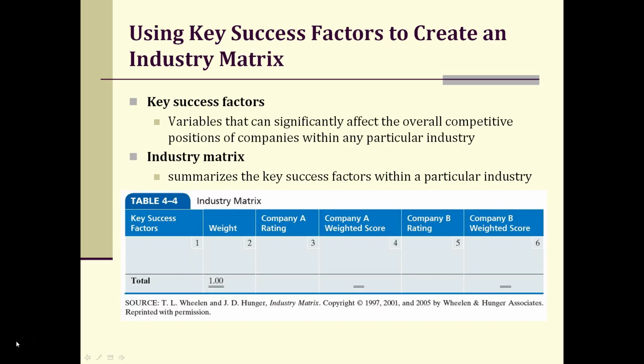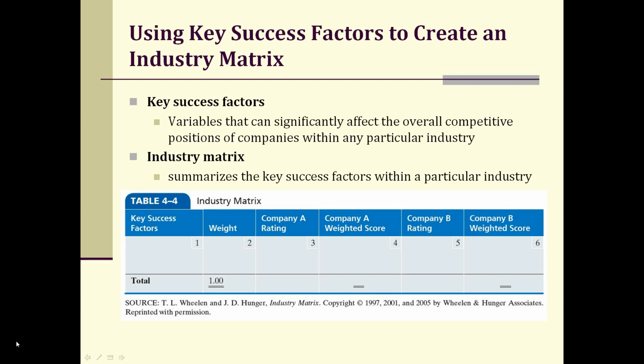So let's take a look at this graphic, this table. Key success factors are variables that can significantly affect the overall competitive positions of companies within any particular industry. They typically vary from industry to industry and are crucial to determining a company's ability to succeed within that industry. They are usually determined by the economic and technological characteristics of the industry and by the competitive weapons on which the firms in the industry have built their strategies.